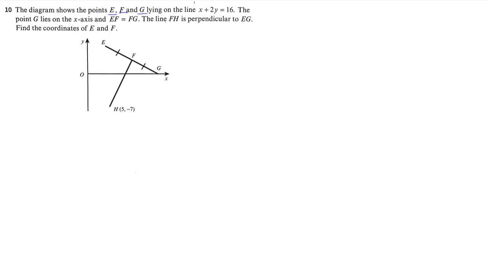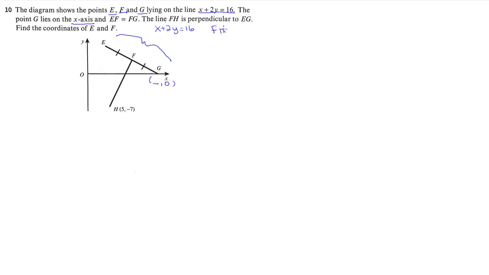In this problem, we've got points E, F, and G, and we don't know what any of those are, but we do know that they're all in the same line. So what we've got to do in a problem like this is take the information they give us and then translate it onto the picture if they haven't already.